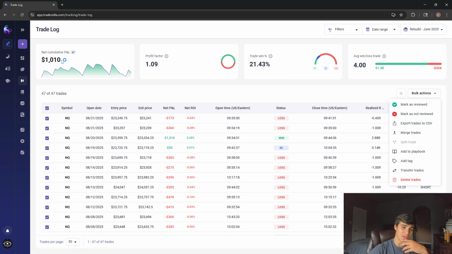So if you look at my net cumulative P&L right now, you can see that I'm basically a break-even trader, but I am just consistently getting better. As long as I continue to do the same things day in and day out and follow my processes, I get better by default, and that's the beautiful thing about it, right?